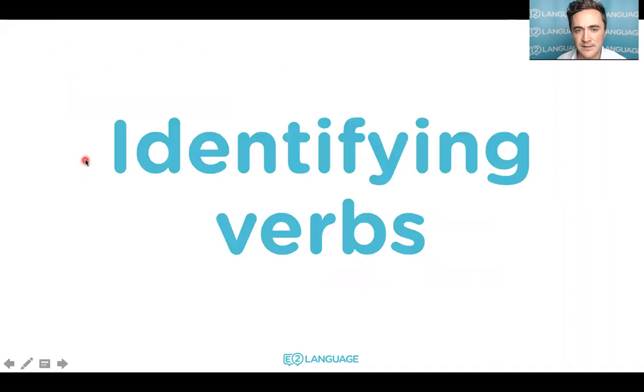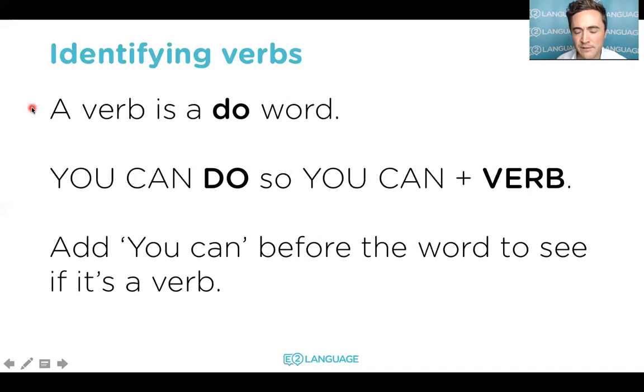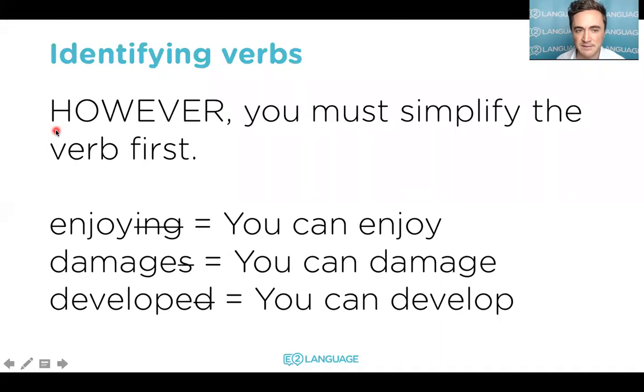We learned how to identify verbs. We learned that a verb is a do word. You can do, so you can verb. Therefore, you can add you can before the word to see if it's a verb. However, you have to simplify it first. So you can't enjoying, but you can enjoy. So we simplify it, then we add you can. Then we know if it's a verb or not.